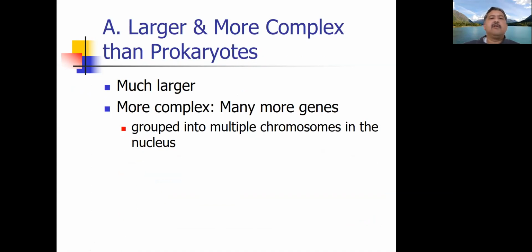Now, eukaryotes are a little bit different. Eukaryotes are larger, and eukaryotes have many more genes than bacteria do. So they're much more complicated. Instead of just having one round chromosome, a eukaryotic cell is going to have multiple chromosomes. And those multiple chromosomes are all located in this control center of the cell, in the organelle called the nucleus.